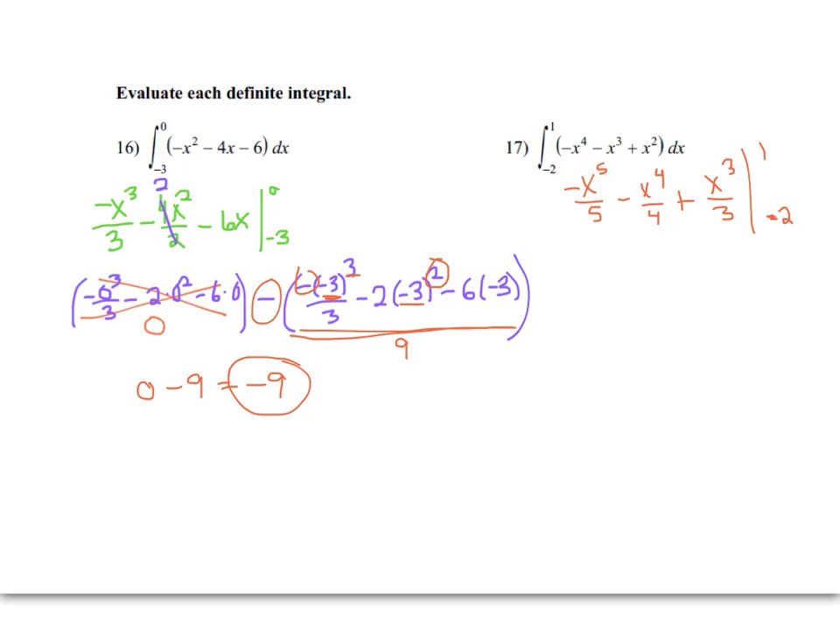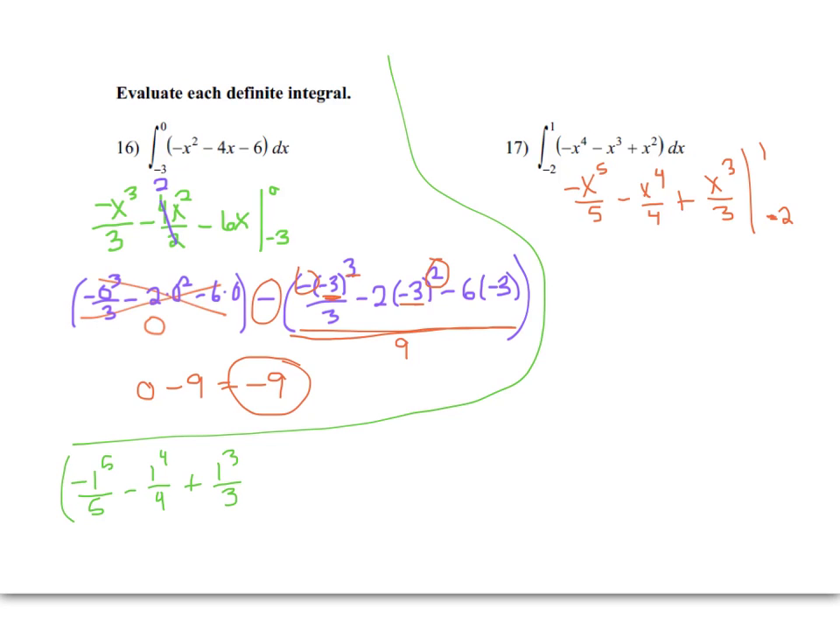When I plug in a positive number, the parentheses are not a big deal. When I plug in a 1, I do negative 1 to the 5th, and it doesn't matter if I put parentheses there or not. So for positive numbers, you can leave it off. The problem is with negative numbers. So that's my first part, plugging in 1, and then I have to plug in negative 2. So this is where I need to put negative 2 in parentheses.